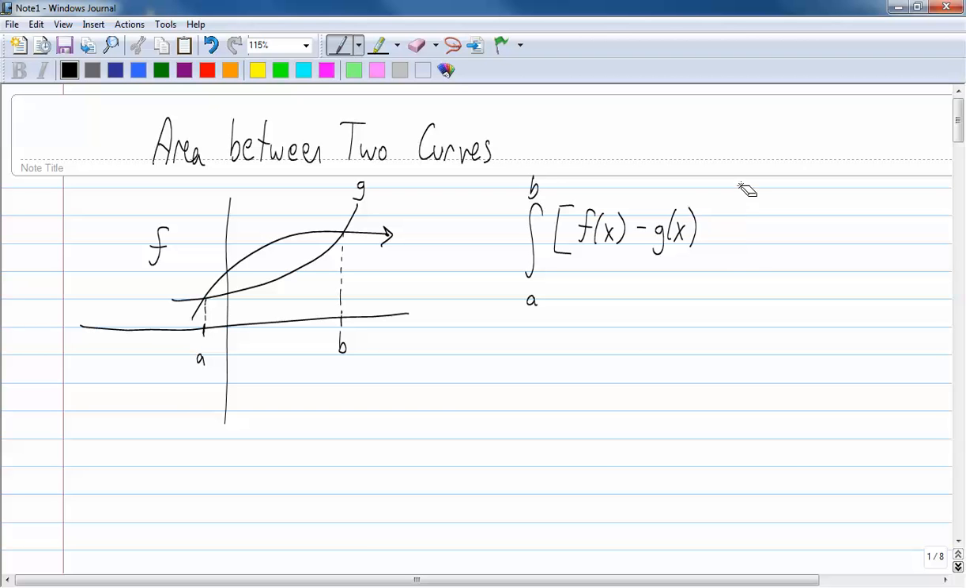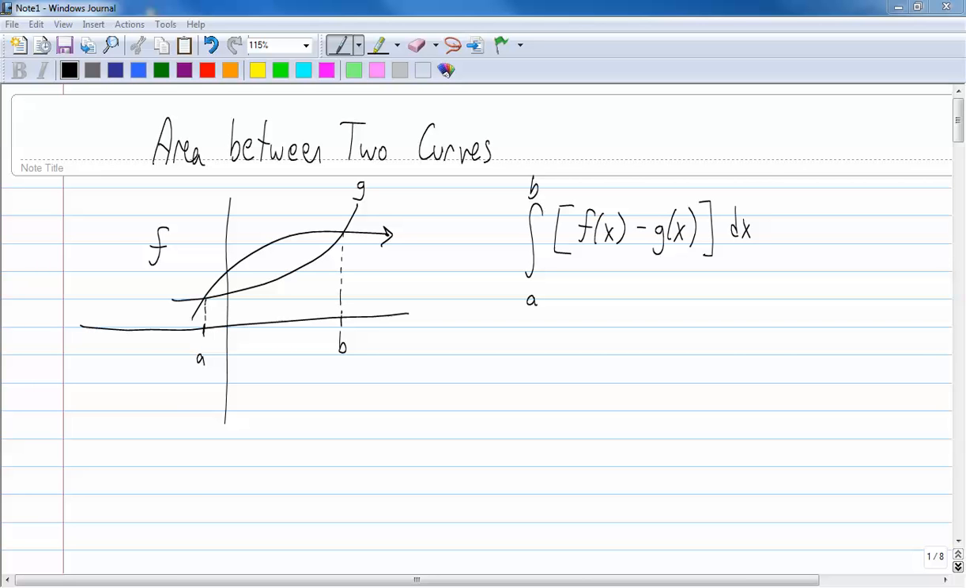I mean, you could break this up into 2 different integrals, but that would take a little bit longer. So what I would suggest doing is doing the algebra in here, say f of x minus g of x, then integrate that and evaluate it from A to B. Now, if you don't have what A is equal to and what B is equal to, then you have to find the intersection points. The way you do that is you set one equation equal to the other equation, and solve for x. That'll tell you where the 2 functions intersect.